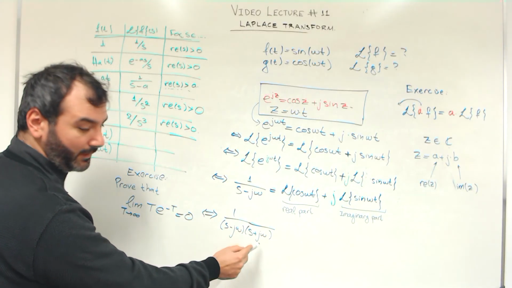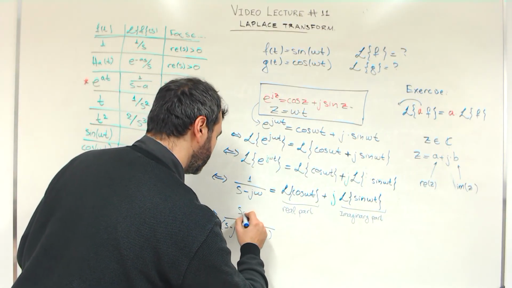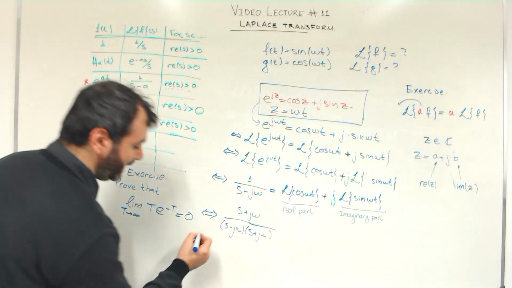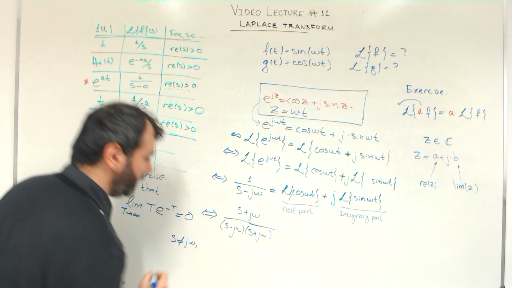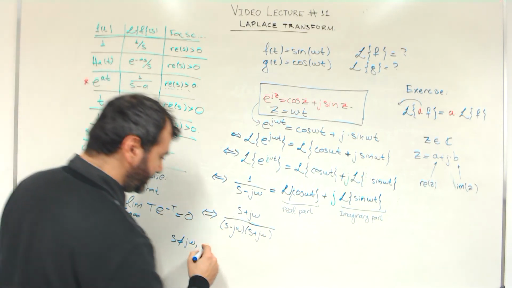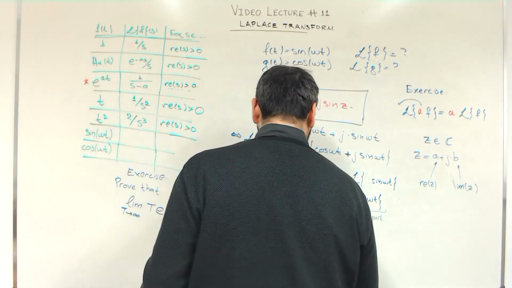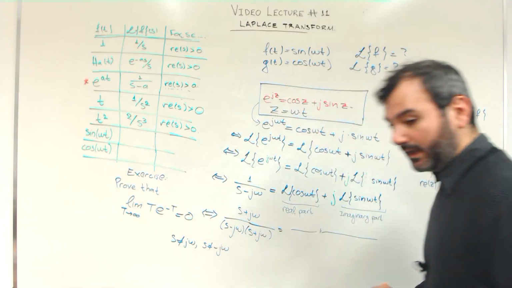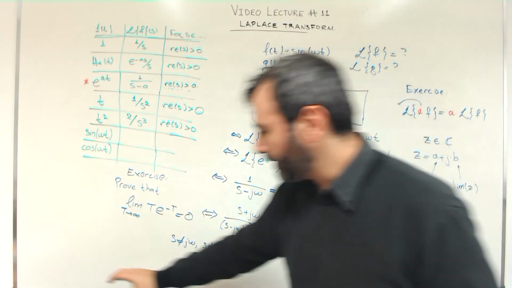Let us multiply the denominator and the numerator by s plus j omega. Of course, this implies that s is not equal to j omega, and of course, it implies that s is not equal to minus j omega. And this is equal to the right-hand side. There is not enough space, so I will erase this part up here.